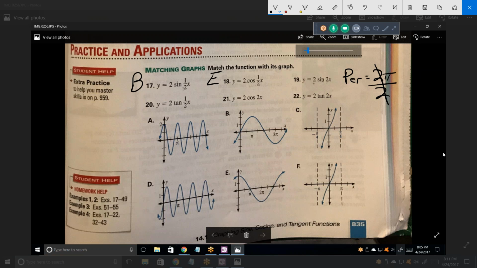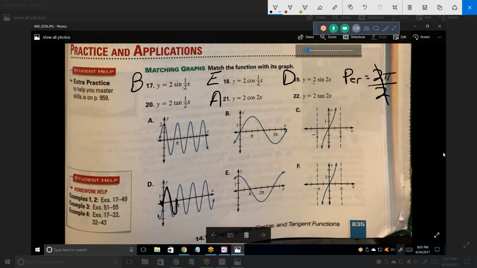D, right. For one thing, D is a sine curve. It starts in the middle, goes up. So D does exactly what a sine curve does, and it's got a period of pi. If you go from the start to the start of the next period, you get pi. So D goes with 19. And that means 21 has to go with A.